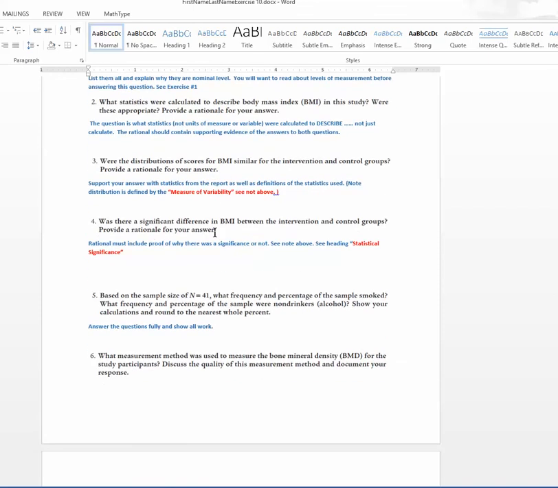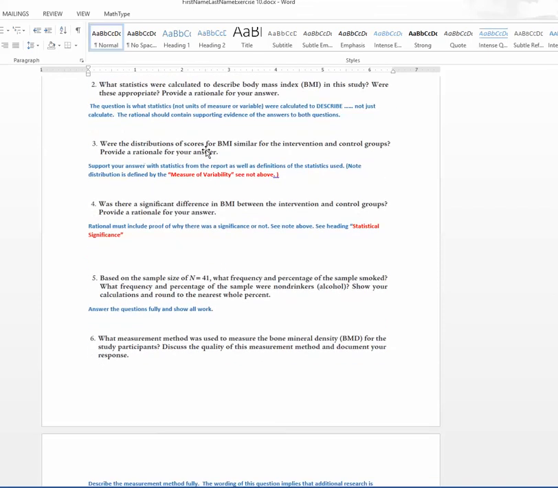Okay. Number 3, were the distributions of scores similar for intervention and controls? And it asks you to provide a rationale for your answer. So you're going to want to look at the distribution of scores. Distribution has to do with measures of variability. So go back up to the top of this page and take a look at what we mean by variability and what statistics are used. Then go to your table, look at the exercise and look at the statistics, and compare the intervention and the control group for those particular ones.